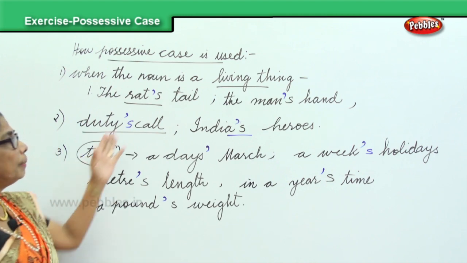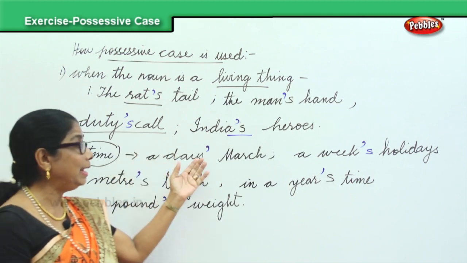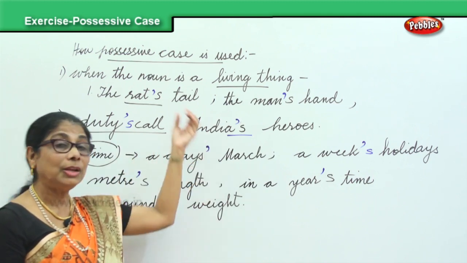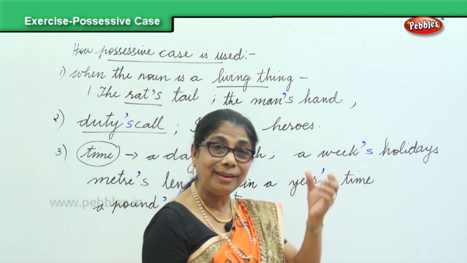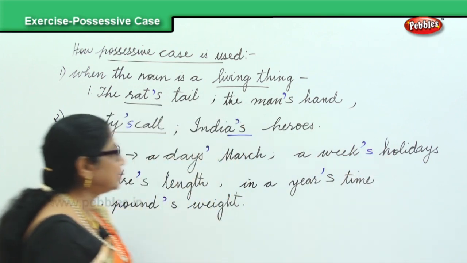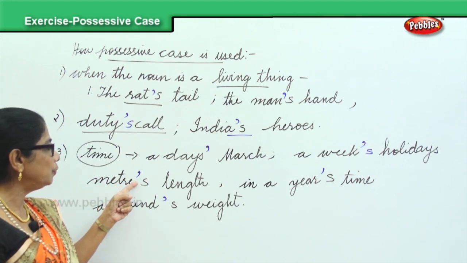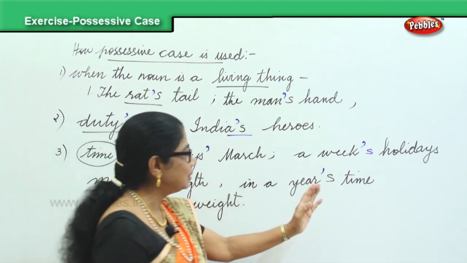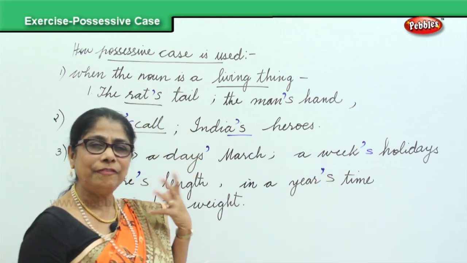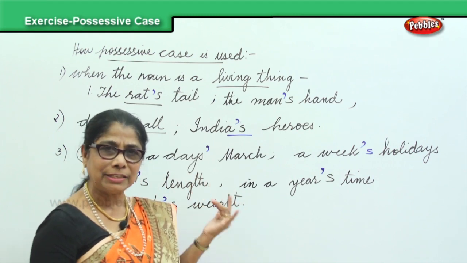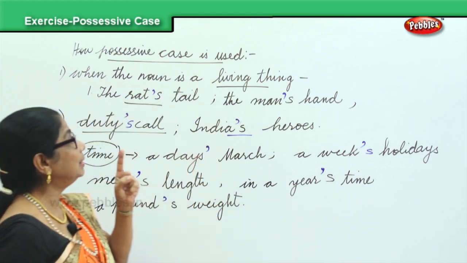When we talk about the possessive case in terms of time, a day's march, you put the apostrophe after the day. A week's holidays, you write the week, apostrophe followed by S. When you talk about meter and pound, you put the apostrophe followed by S. In a year's time, you put the apostrophe followed by S. Now, these are three other different ways of forming the possessive case. Where to put the apostrophe and where the S follows.